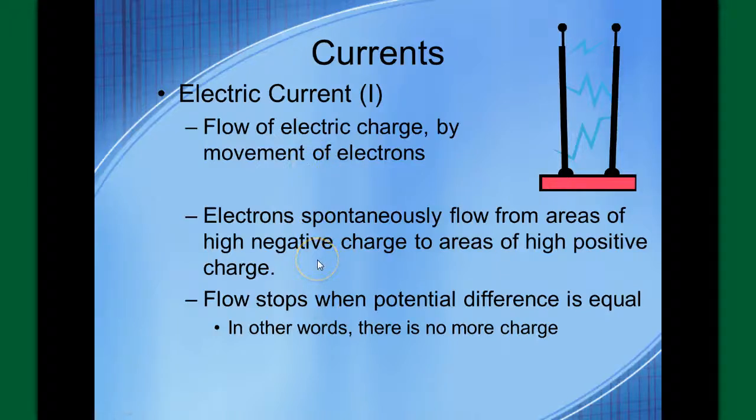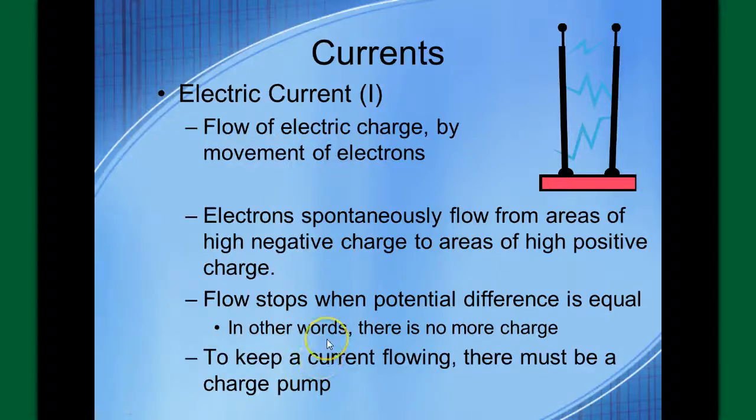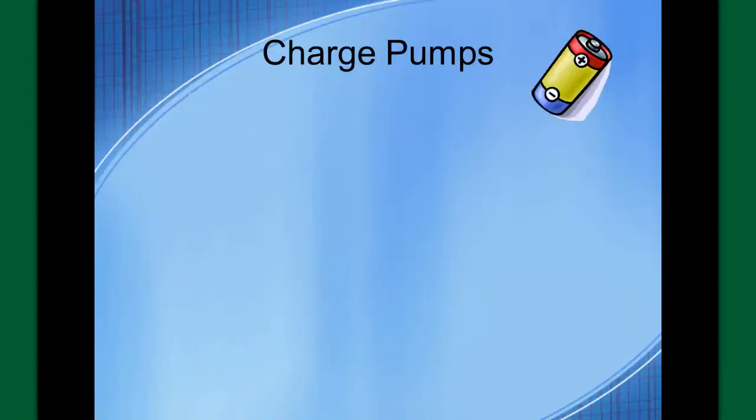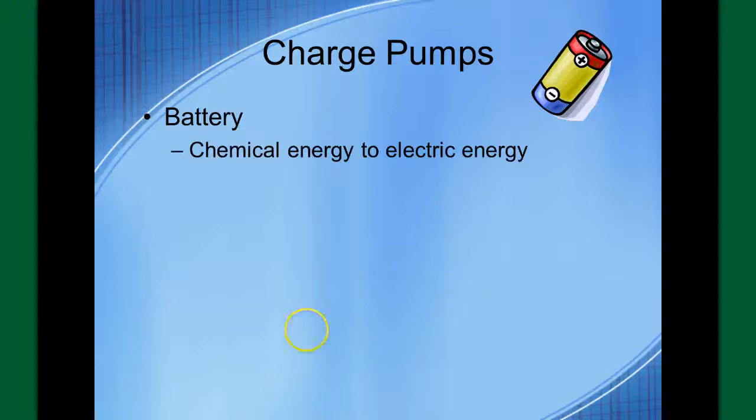In order to continue that flow, to keep the current flowing, there's got to be something there that keeps it flowing. It's called a charge pump. We can call it a charge pump, but another name for it, the name that you're more familiar with, is simply a battery. And when you break a battery down to its most simple form, the really simple definition of a battery is simply that it is a device that converts chemical energy to electrical energy. That's all it really does.